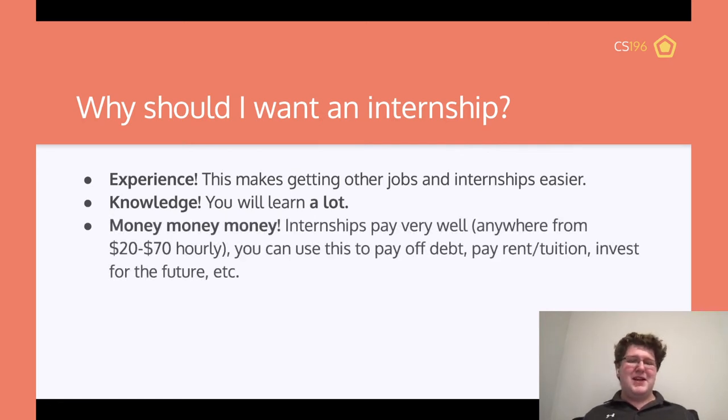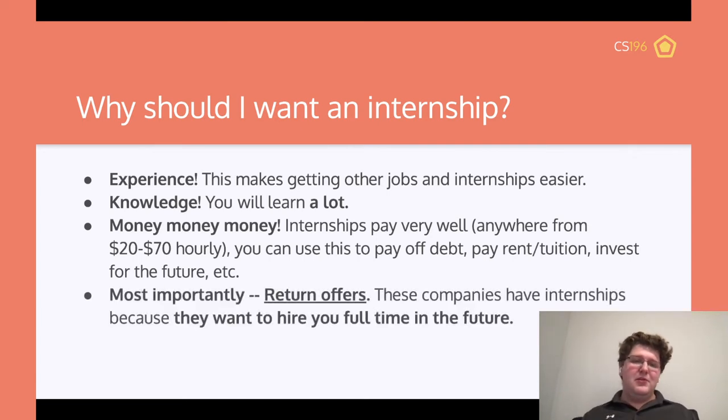Money. This is a really big one. A lot of people really want money. And the best way to do that is to get an internship because they pay really well for computer science. Anywhere from $20 an hour to $70 an hour on the upper end. It really depends on where you're at and what kind of internships you're looking at, but that range is pretty much the bare minimum and the maximum that you can see. And you can use it to pay off debt, pay rent, tuition, invest for the future, whatever, it's money, right? So yeah, that's another really good reason.